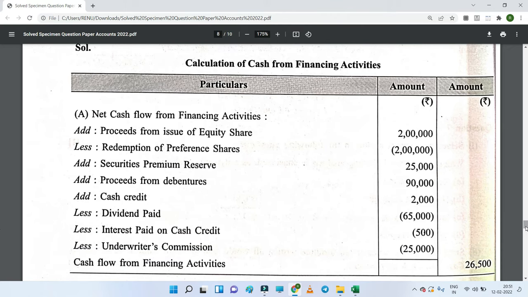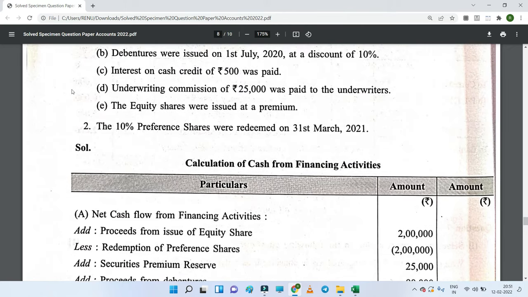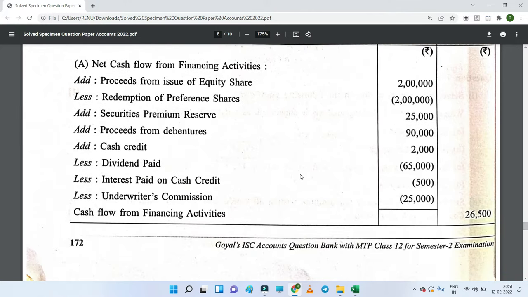Then we have underwriter's commission. That is also provided in the question, that underwriting commission of 25,000 was paid to the underwriters. As it has been paid, it is an outflow, so we deduct it. So this 25,000 needs to be deducted while calculating the cash flow from operating activities.